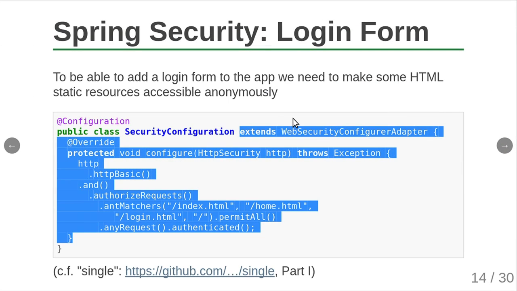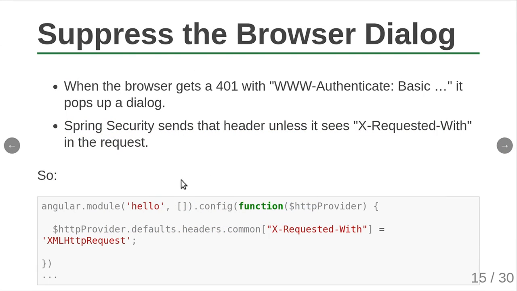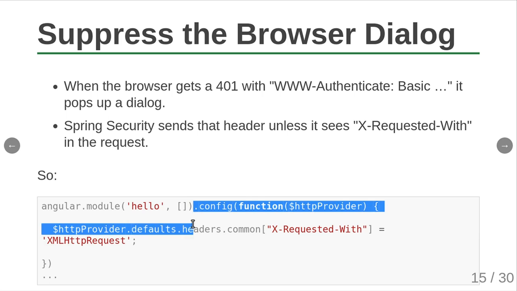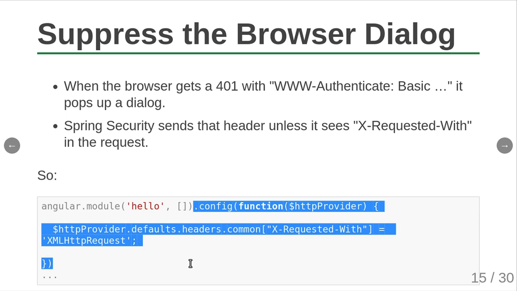There is a trick for doing that, and this is why we're here. So it turns out Spring Security out of the box will send the header which causes that dialog to happen. If you're interested, the browser sees a WWW-Authenticate basic header coming back in the response and pops up a dialog. I can stop it doing that with this little trick.